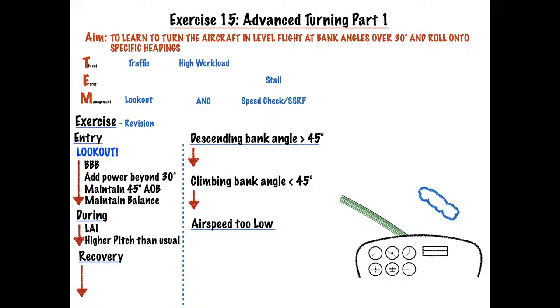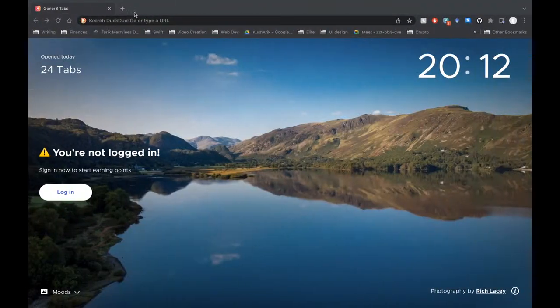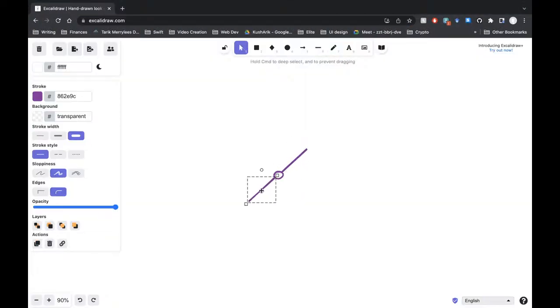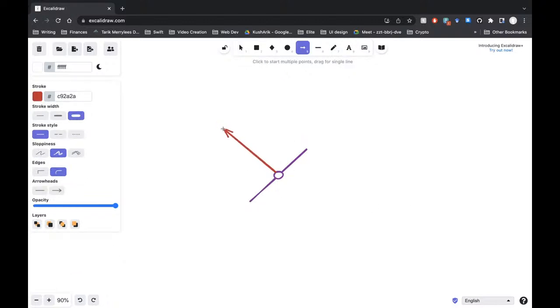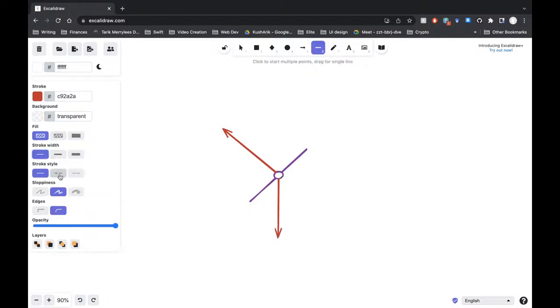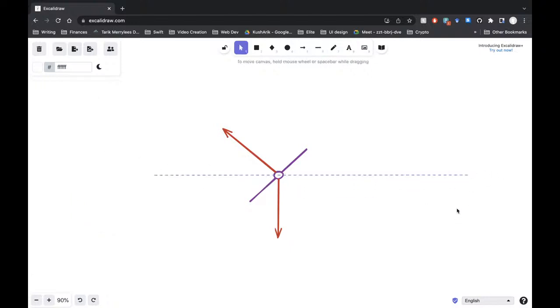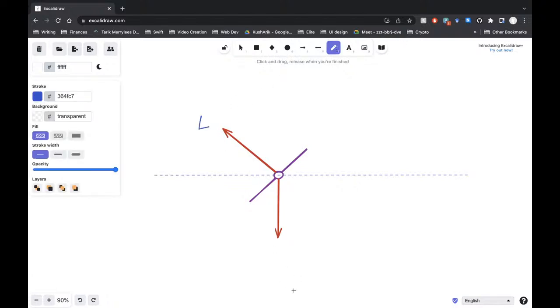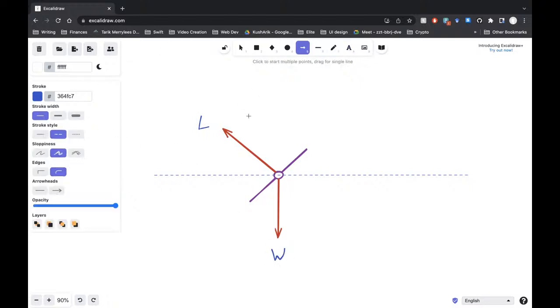So let's have a look at Excalibur for a second. Here are our wings on a 45-degree turn, and here's the lift vector. And here's the weight vector. Okay, we are attempting to maintain level flight, right? So we don't want to descend or climb. So if we have lift here, weight here, and then we break down the vectors of lift. Does that make sense to the both of you so far?